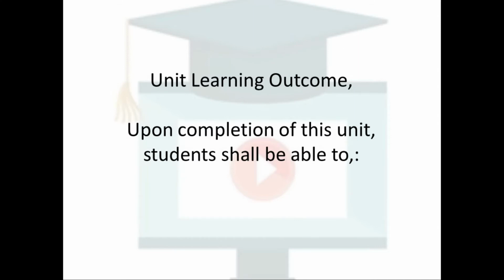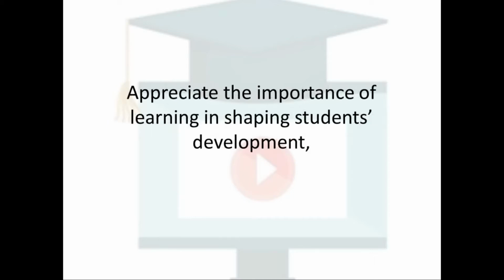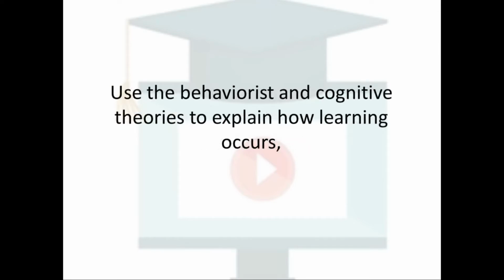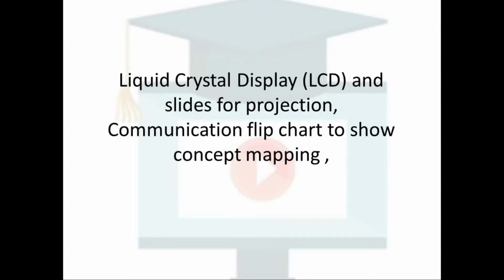Unit Learning Outcome. Upon completion of this unit, students shall be able to explain the general features, meaning, types, and factors of learning, appreciate the importance of learning in shaping students' development, use the behaviorist and cognitive theories to explain how learning occurs, design techniques to motivate and reinforce behavior, improve memory and transfer of training.